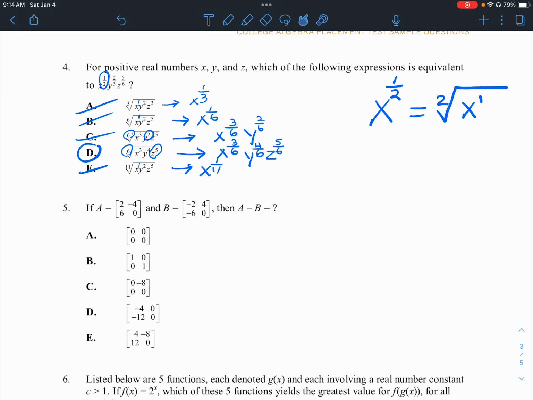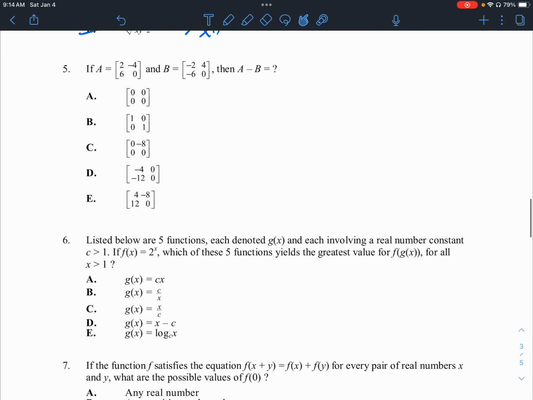All right, let's take a look at number 5. Okay, here's a matrices problem. We are subtracting these. So you want to take what's in the upper left of A minus what's in the upper left of B. Careful, this is subtraction, so it would be a double negative. That means we're going to add these.